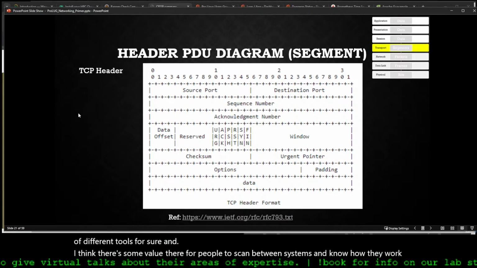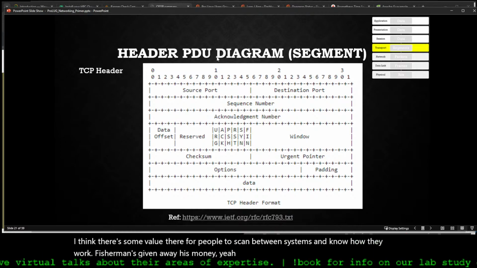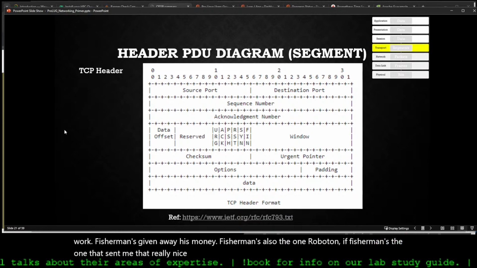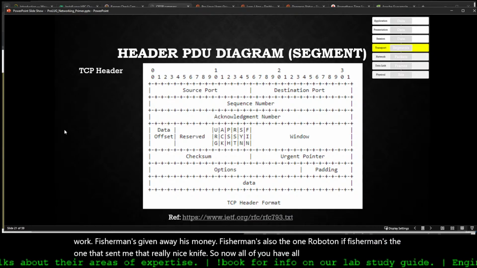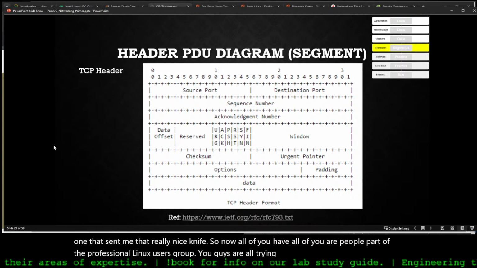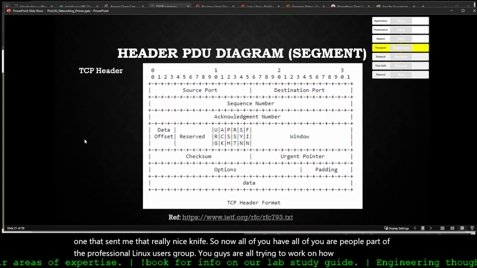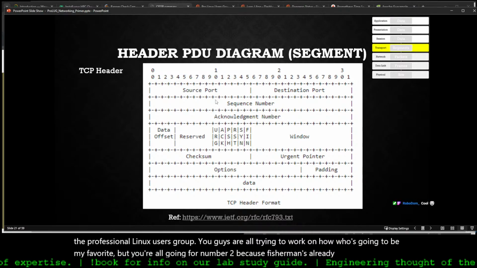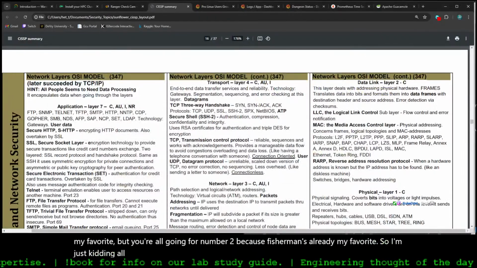Fisherman's giving away his money. Yeah, Fisherman's also the one, Robodon, if you know, that sent me that really nice knife. So now all of you in the professional Linux users group are all trying to work on who's going to be my favorite, but you're all going for number 2 because Fisherman's already my favorite. I'm just kidding. All right. He's actually the bane of my existence.